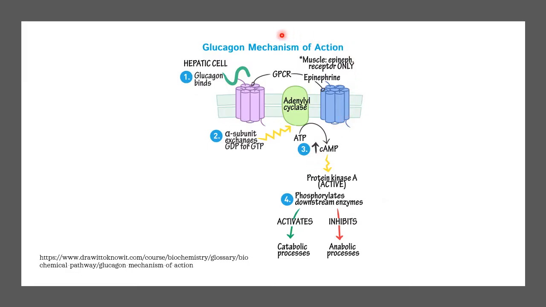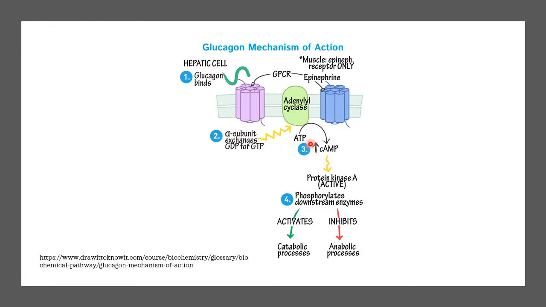Here is a diagram showing the overview of the mechanism of action of the glucagon hormone. This occurs on the hepatic cell. The first step in the mechanism of action of glucagon is when the glucagon binds to our glucagon receptor, which is a GPCR located on the plasma membrane of our hepatic cell. In the second step, when glucagon binds to the receptor, the alpha subunit exchanges GDP for GTP.